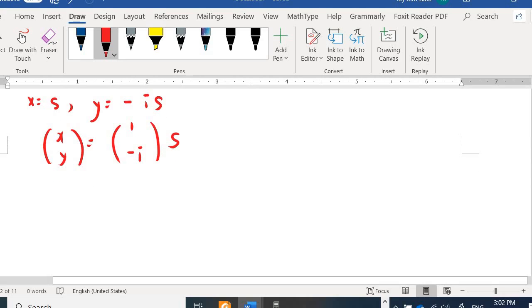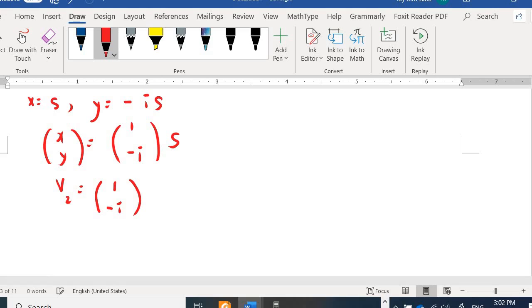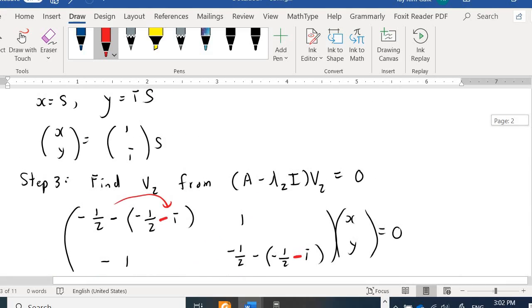So this is your V2, which is 1, negative i. And then just now this one, V1, you have 1, i.